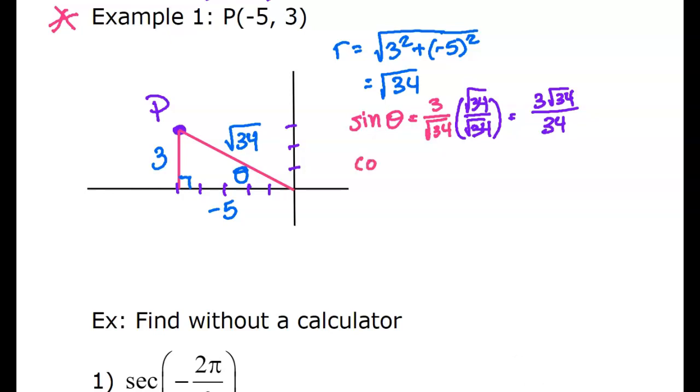Then cosine is A over H, which again we rationalize. I'm going to skip writing that part because you really don't need it. You can know it's going to be negative 5 times the radical over the number inside the radical. Tangent is easy. Tangent of theta is 3 over negative 5. I forgot the theta.